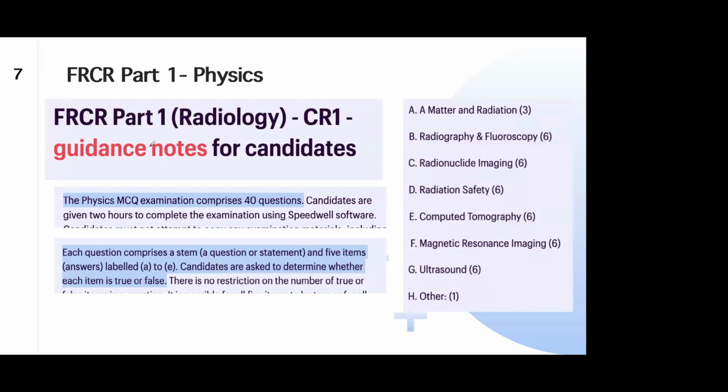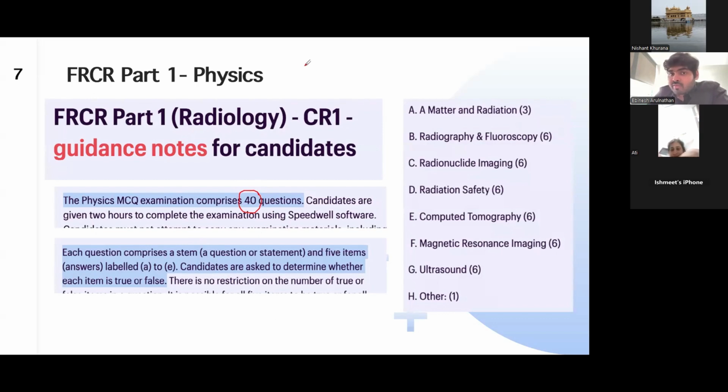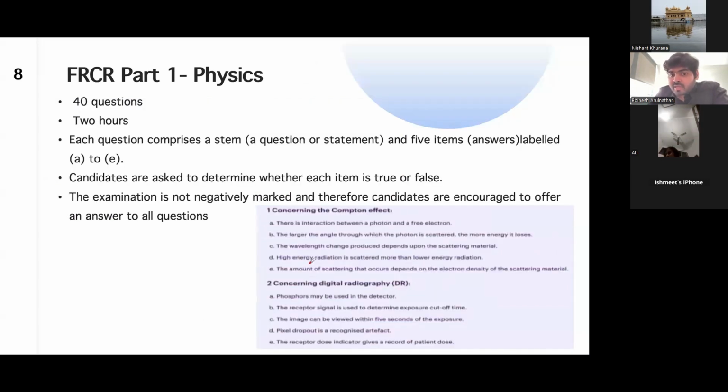This is directly from the Royal College of Radiologists website. You'll have 40 questions. You'll have one stem with five statements each, with options A to E, and you'll have to say whether each statement is true or false. So part one physics is just about true or false. You don't have multiple choice questions. It is just to say whether it is true or false.